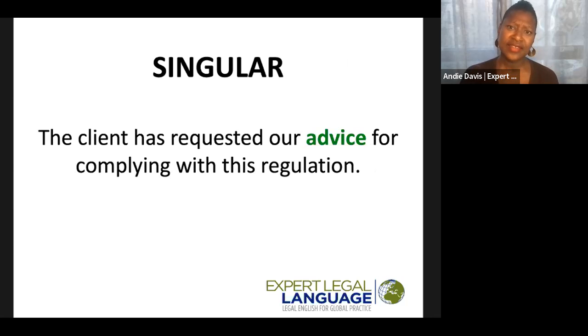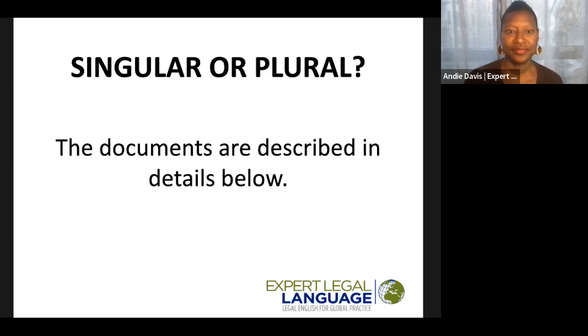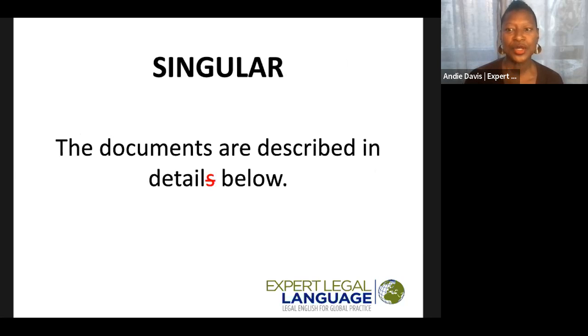There are words like this in English that, even though they may be said in the plural in your language, for example, if you're describing multiple items, in English, it's only ever used in the singular. The documents are described in details below. Should that be singular or plural for details? It should only be in the singular, in detail below. Now, if you wanted to say below are the details of these documents, that's fine. But the phrase in detail is only ever used in the singular.